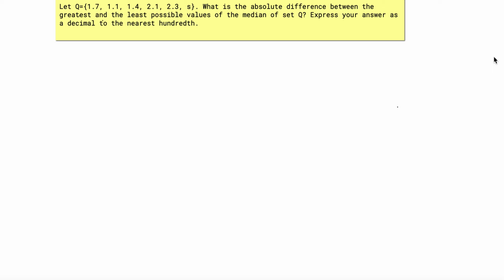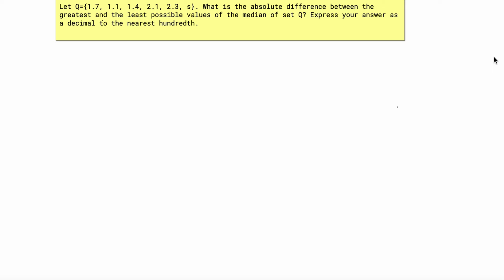So it's talking about the median of the set, and we know if you have a set of numbers, there will be a median, and it will be only one median. But he is saying the greatest and the least possible value. So when he is talking about greatest and least, this is pointing to that S which we don't know what the number is. If it is a large number or a small number, the median will change from greatest median to a smallest median, and that is what this question is about.